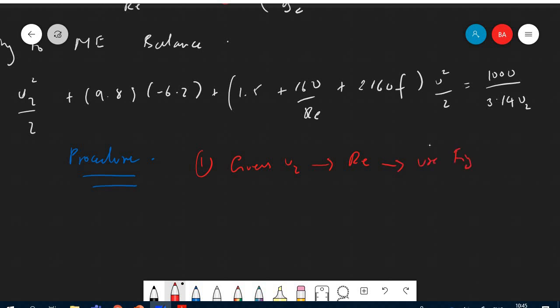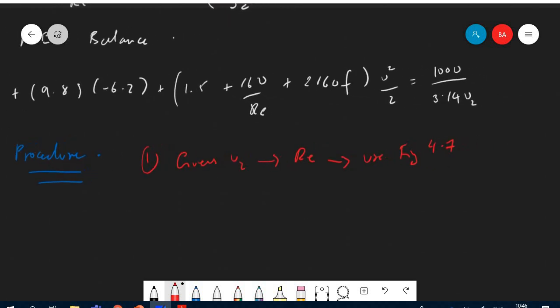And once you have the Reynolds number, you're going to use figure 4.7, so that you have the Reynolds number and the E over D, so that you can find the value of F. So now I found the value of the Reynolds number and F, and I already guessed U2. So these are the values: this is the Reynolds number, this is U2, and this is F.